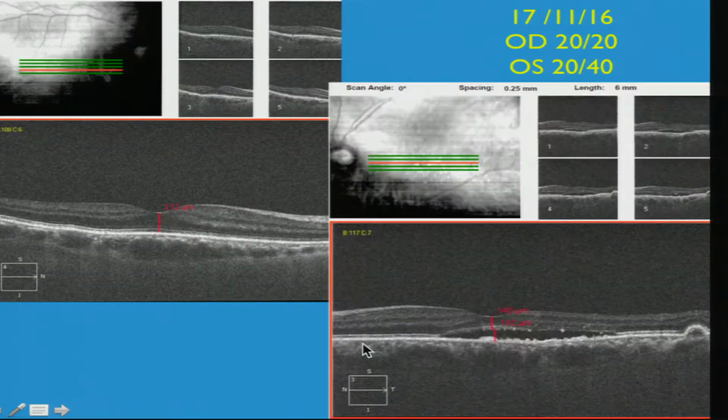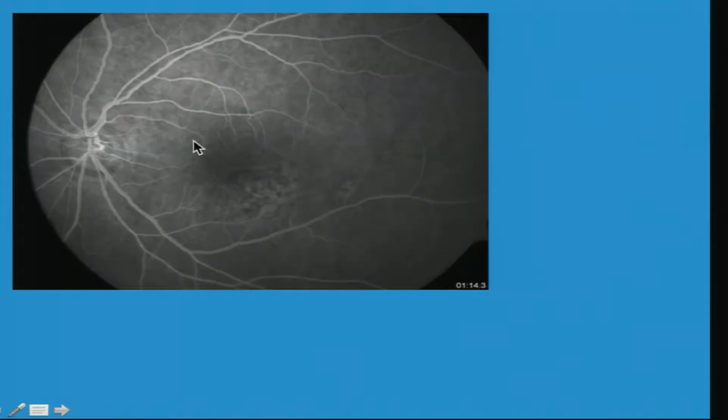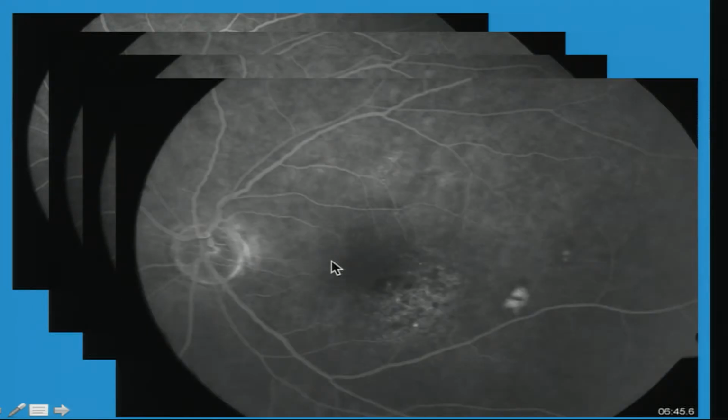I got his imaging done, which is pretty much okay. There are some deposits there. I was not suspecting a CSR CNVM, but was more in favor of a chronic CSCR. As we can see, even the autofluorescence does show a chronic CSCR type of picture. And the fluorescein angiography was very much in favor of CSCR, the typical chronic slow leaking lesions.